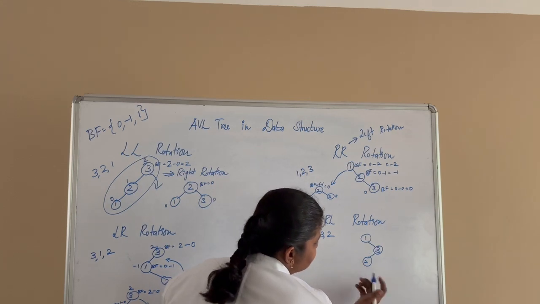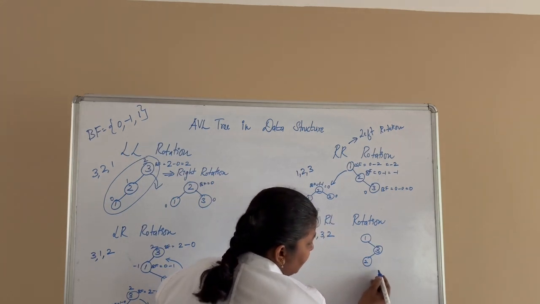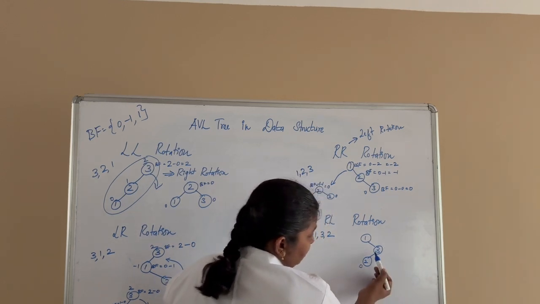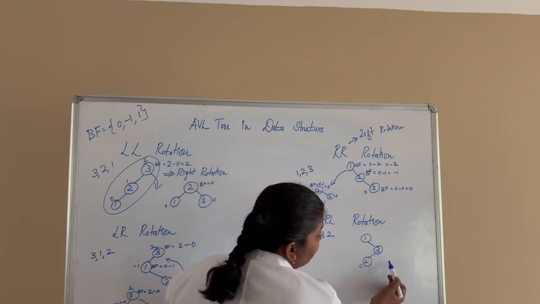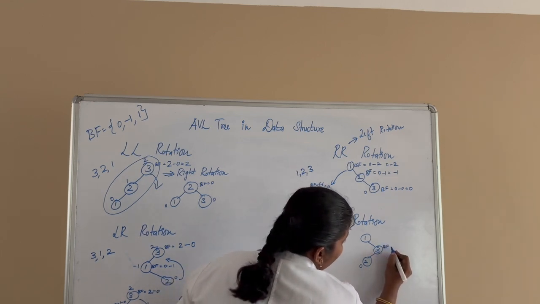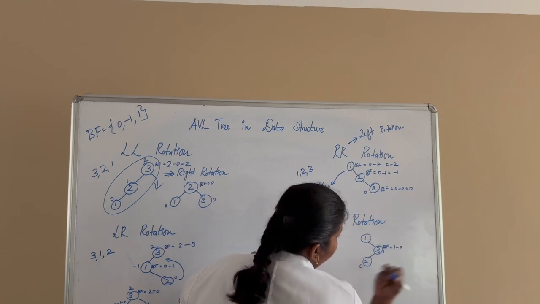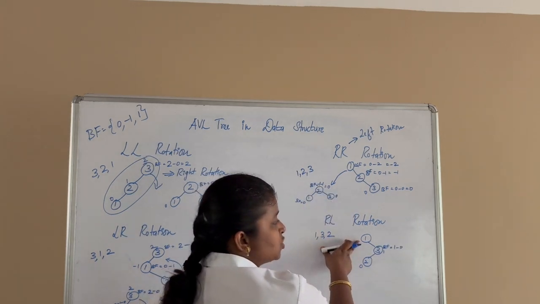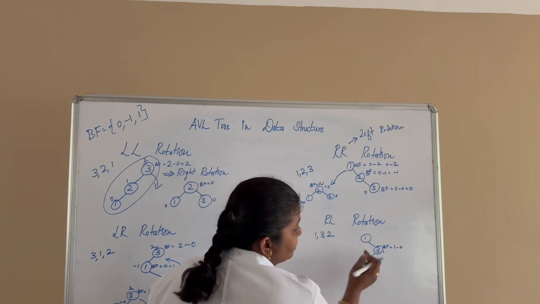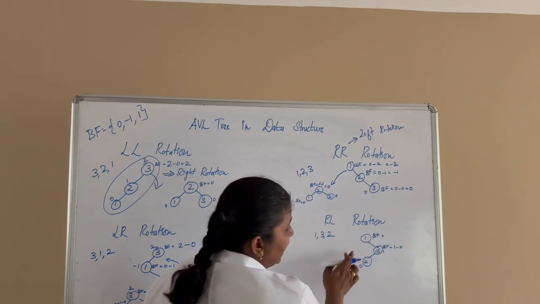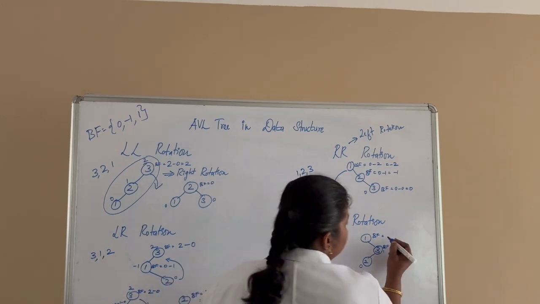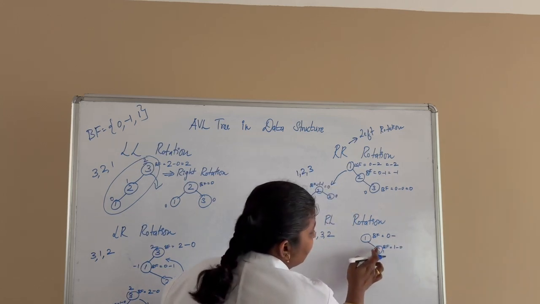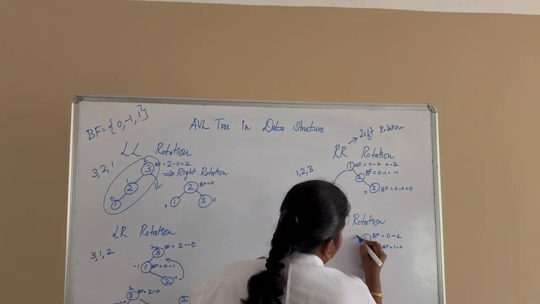For node 2, there are no left children and no right children, so the balance factor will be 0. For the balance factor of 3, the left child is 2, so the height of the left subtree is 1 and the height of the right subtree is 0. That is, the balance factor is 1 minus 0, which is 1. For the root node, the balance factor is equal to the height of the left subtree minus the height of the right subtree. Here there is no left subtree, so 0 minus the height of the right subtree, 2. So it is minus 2.